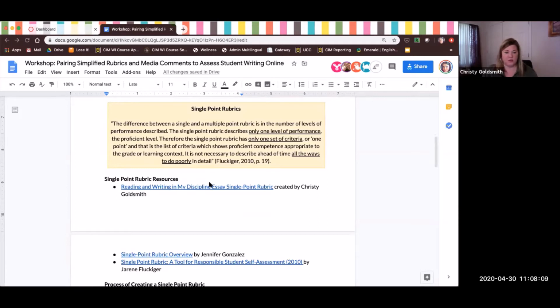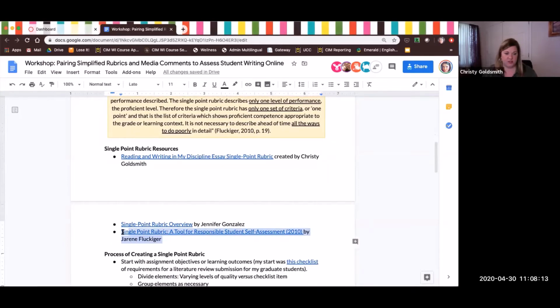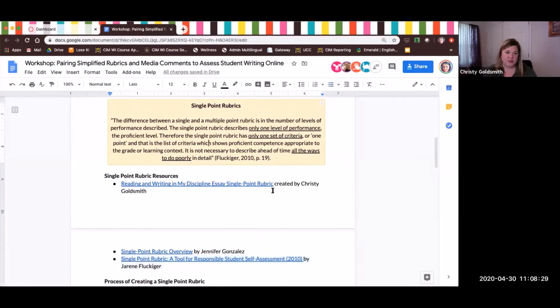All right, so here's where Flukiger, I suppose is how I pronounce her last name, which is this article, by the way. She's one of our colleagues at Nebraska, just down the road. And she wrote this really great argument about how single point rubrics are a tool for responsible self-assessment. And then she extrapolates it also to classroom assessment. So if you want to read more, there it is. But here's what she said.